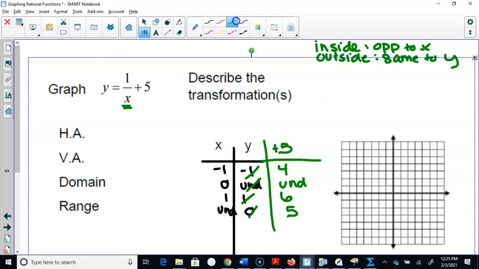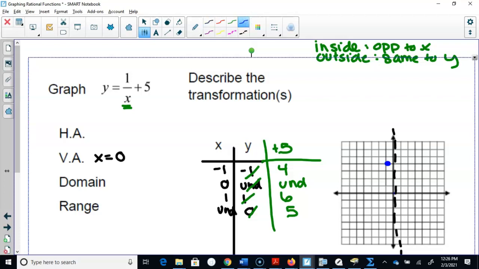All right, ladies and gentlemen, let's graph these points now. Okay, at -1, I'm at 4. -1, 1, 2, 3, 4, I have a point. At 0, I am undefined. So when x is 0, I will not have a y value. This is my vertical asymptote. When x is equal to 0, I do not have a value. That's my vertical asymptote.